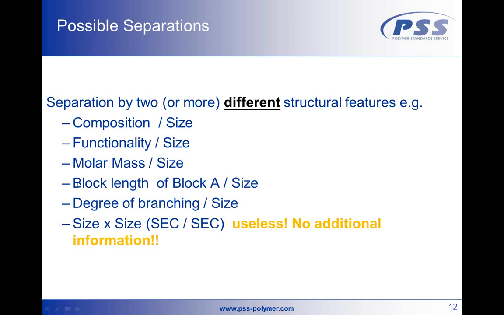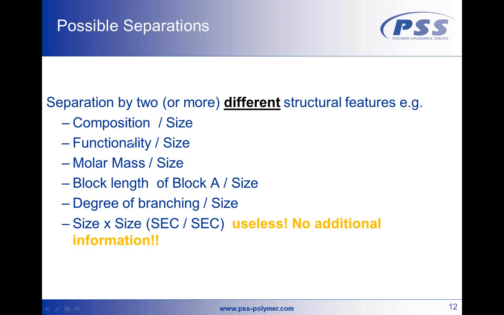You would like to use block lengths of one block. Assume that you have an AB block copolymer and you would like to do a separation of block size A, and in the second dimension you would have a separation by the complete molar mass. Then you have very nice information about how the complete block length depends on the block length of type A. Degree of branching times size, and all these kinds of things. And one thing which you can also do is size times size, meaning you have size exclusion chromatography in both dimensions, but that is actually useless because you get no additional information from that kind of two-dimensional separation.